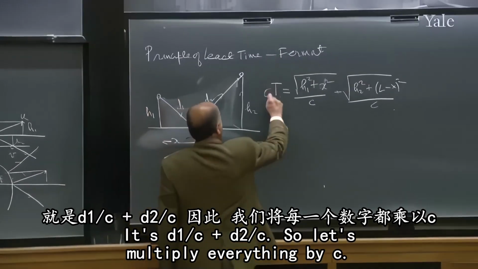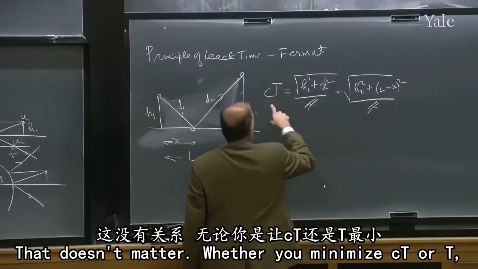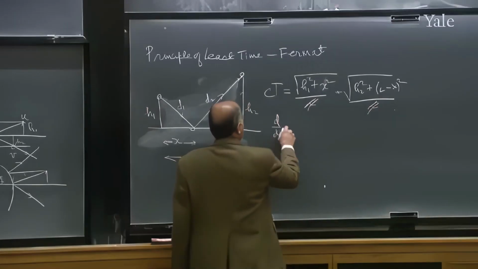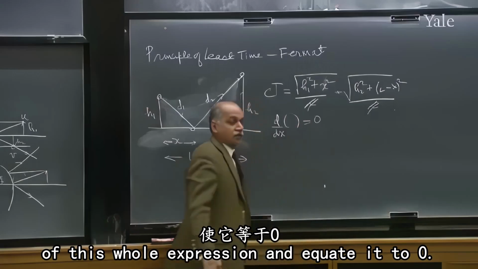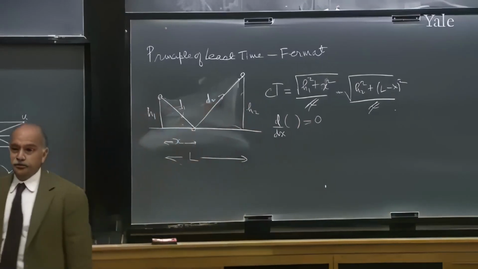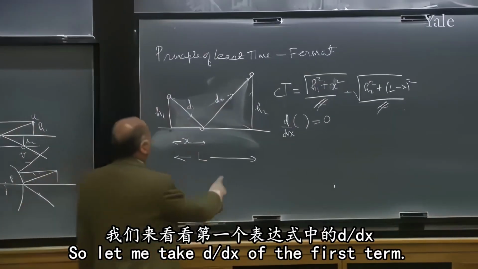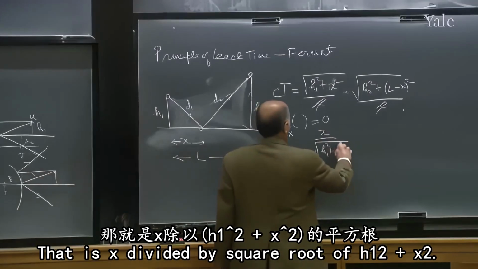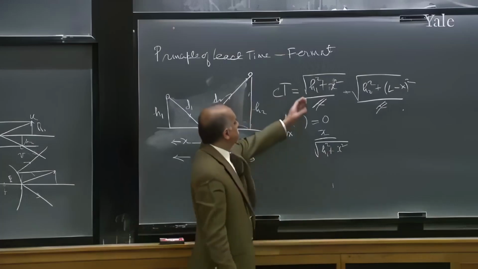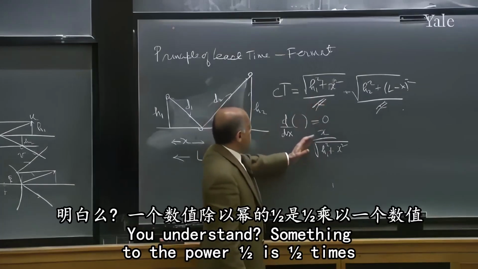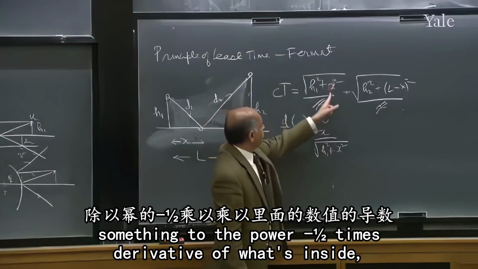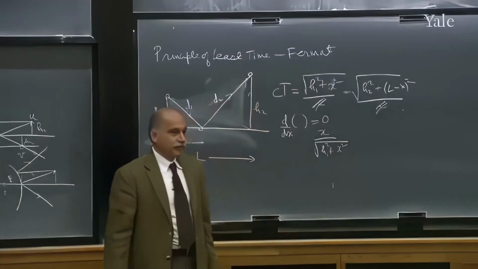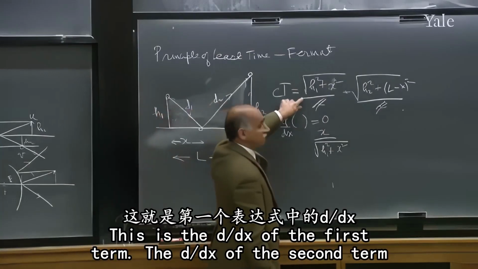So let's multiply everything by c. That doesn't matter. Whether you minimize ct or t, it doesn't make any difference. So let's take d by dx of this whole expression and equate it to 0. That's how we find the minimum of anything. So let me take d by dx of the first term. That is x divided by square root of h1 square plus x squared. You understand? Something to the power 1/2 is 1/2 times something to the power minus 1/2 times derivative of what's inside. That's a 2x. That's what cancels the 1/2, and you get this. This is the d by dx of the first term.